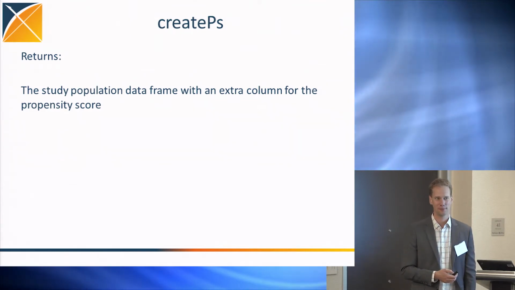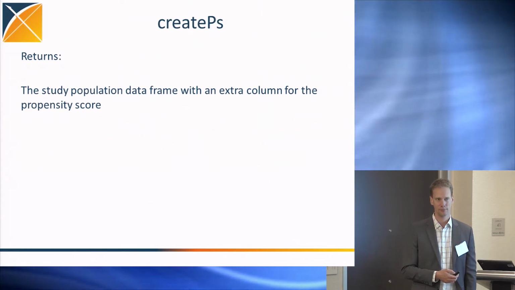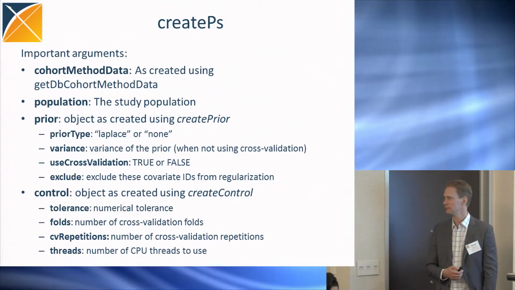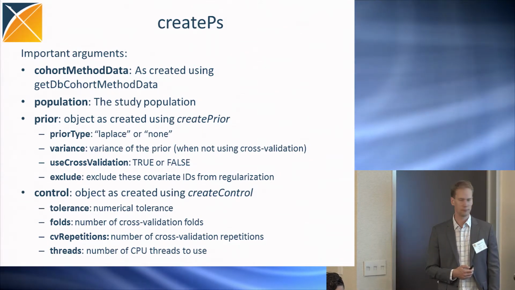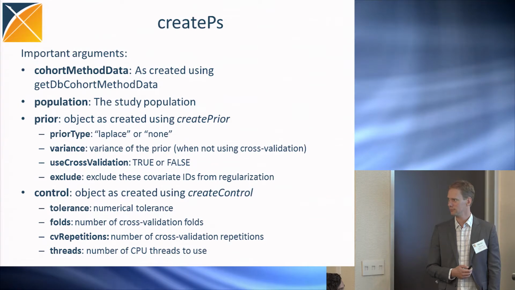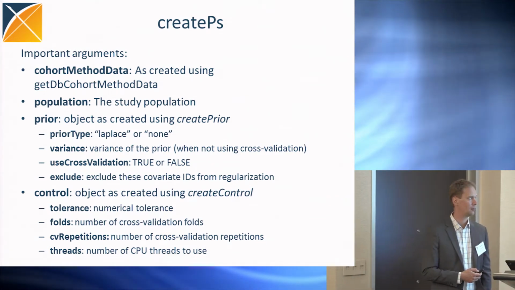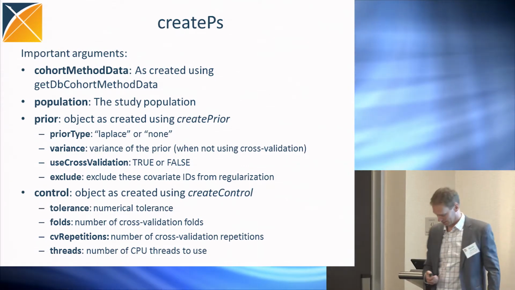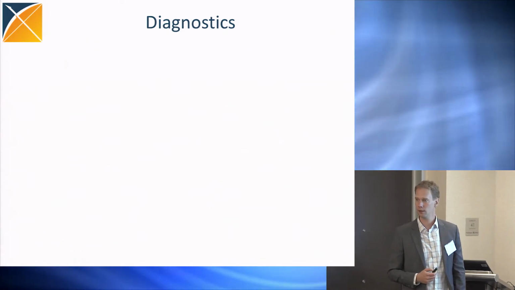It's more a function of the height. Can you go one back? I can. Population. Okay. That's why you have one column for the propensity score for each one. Exactly. Yeah, so the result is basically this object that went in, but just adding a column. Yes. Is it Cyclops running under the hood that's doing this? Exactly.